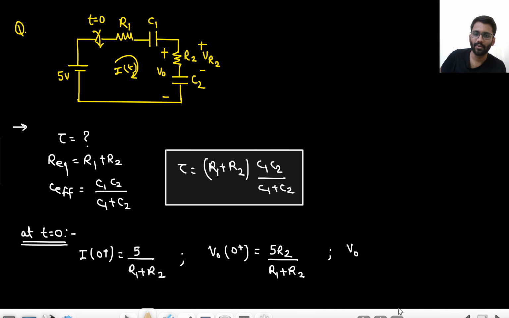What will be the value of VR2 at t equals to 0 plus? VR2 at t equals to 0 plus and V0 at t equals to 0 plus will be the same because the capacitor is having 0 voltage. So VR2 and V0 at t equals to 0 plus will be the same. That would be 5 R2 upon R1 plus R2.